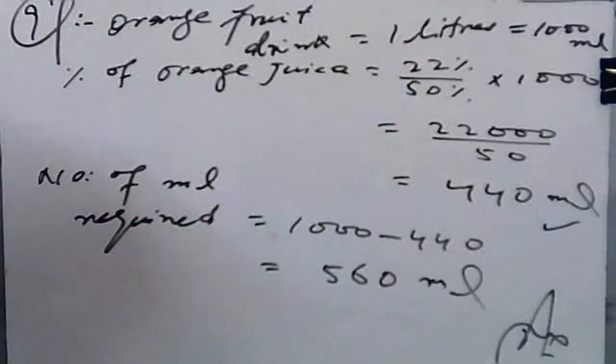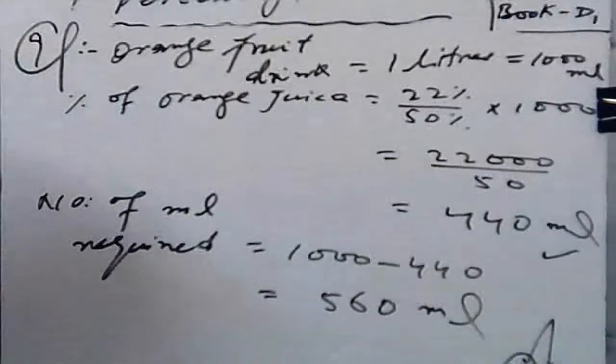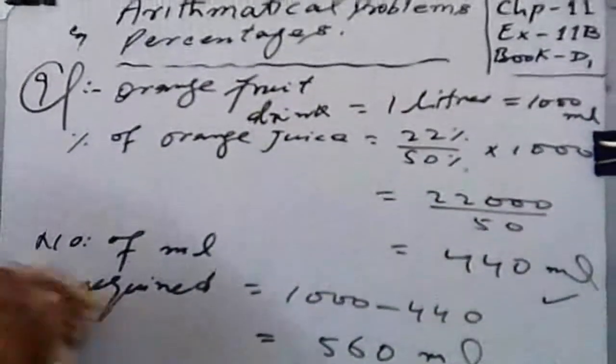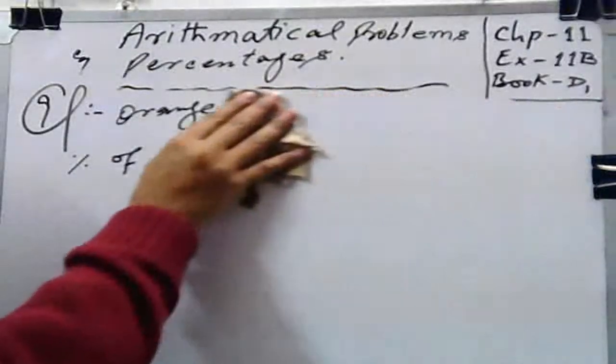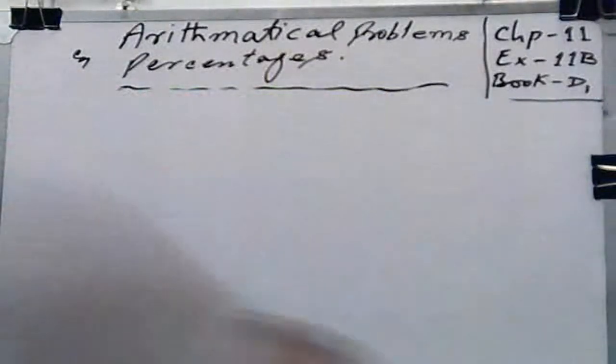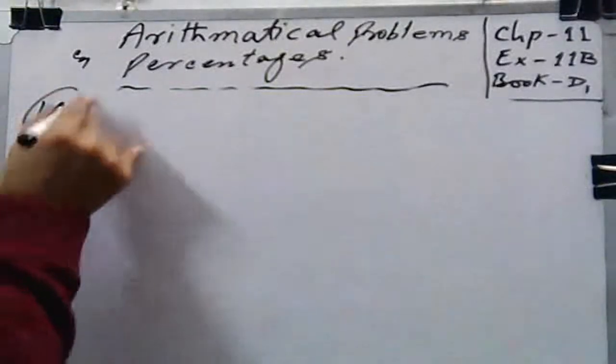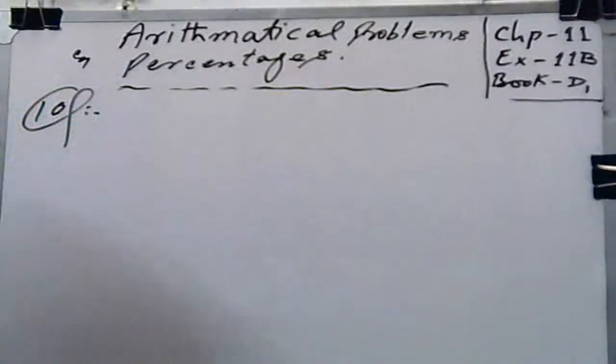Now coming to question number 10. Which would you rather have: 12% of $330 or 330% of $12? Explain why by showing detailed calculation.